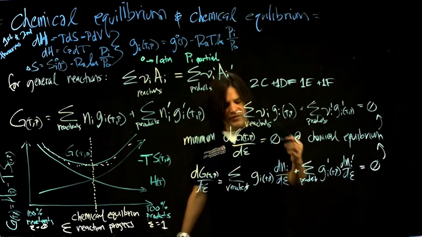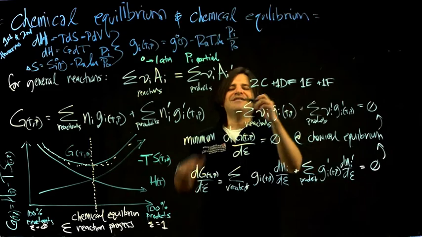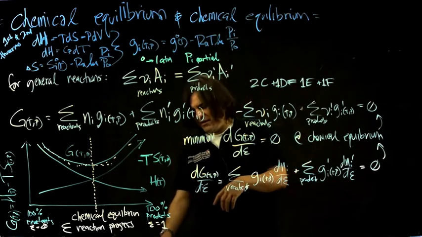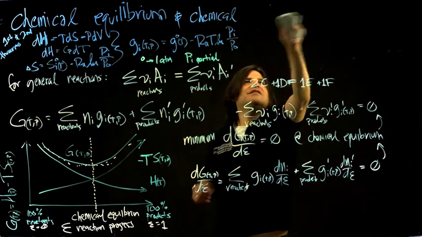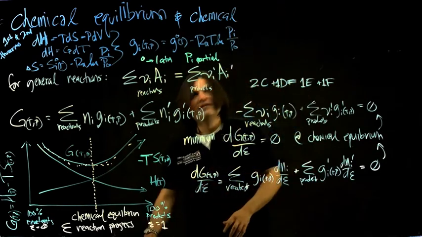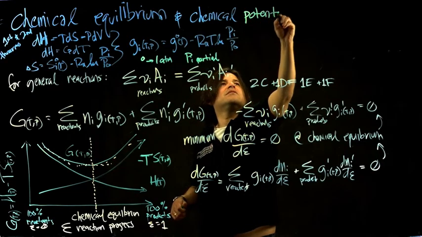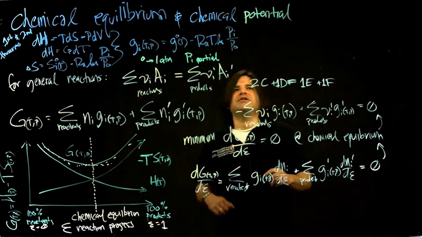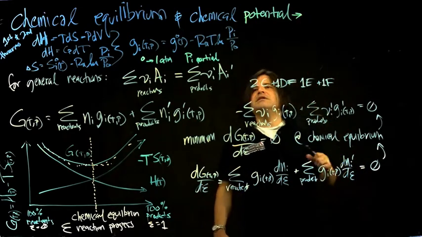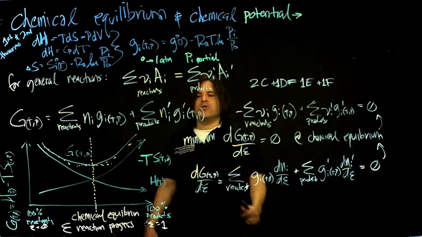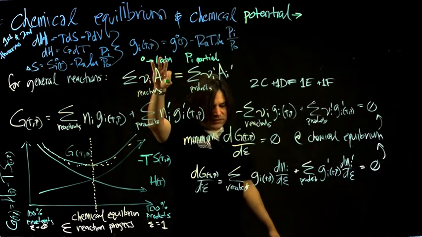So we now define another parameter called chemical potential. I just realized I wrote chemical equilibrium, and chemical equilibrium. This should be chemical potential. I'm glad I finally realized that. Chemical equilibrium and chemical potential. So speaking of which, chemical potential is another way to quantify Gibbs free energy. It's basically almost the same thing.